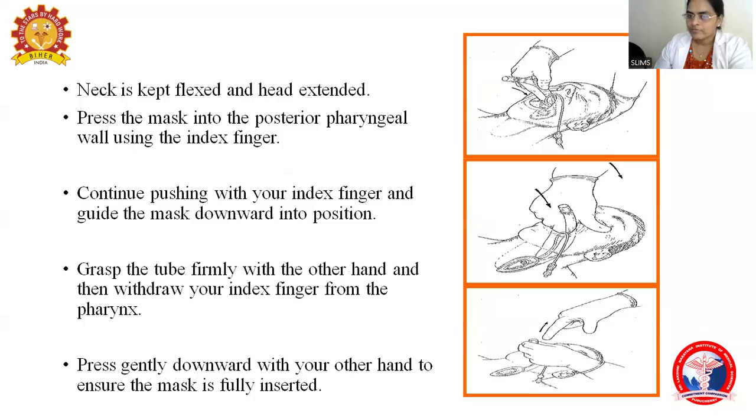The neck is kept flexed and the head extended. Press the mask into the posterior pharyngeal wall using the index finger. Continue pushing with your index finger and guide the mask downwards into its position. Grasp the tube firmly with the other hand and then withdraw your index finger from the pharynx. Press gently downwards with your other hand and ensure the mask is fully inserted.